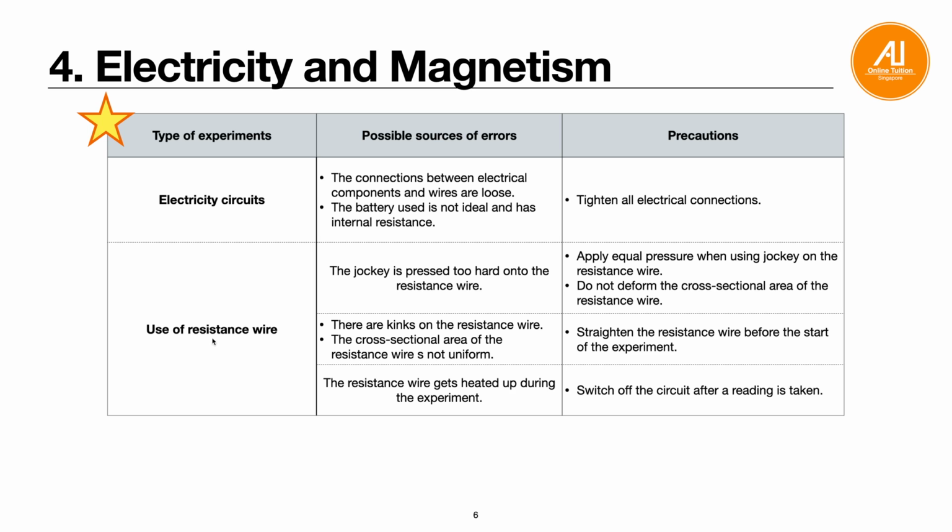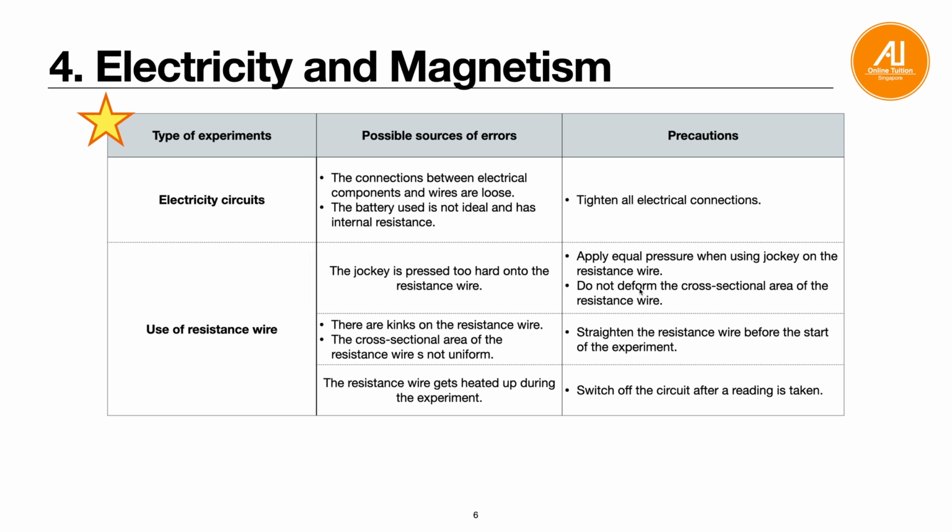Then next one, when you use resistance wire, this one you all should be very familiar with. You have some experience with this. So the jockey: some students will press the jockey too hard onto the resistance wire. So you should try to apply equal pressure when using the jockey on the resistance wire.